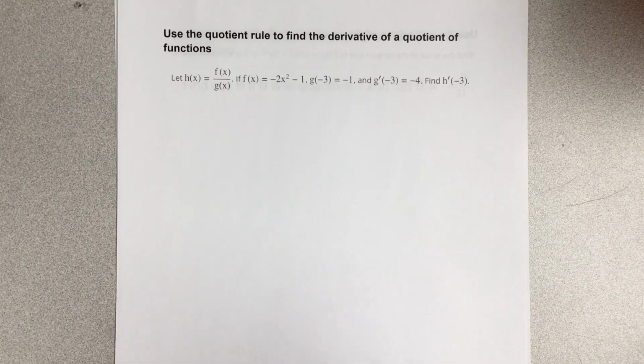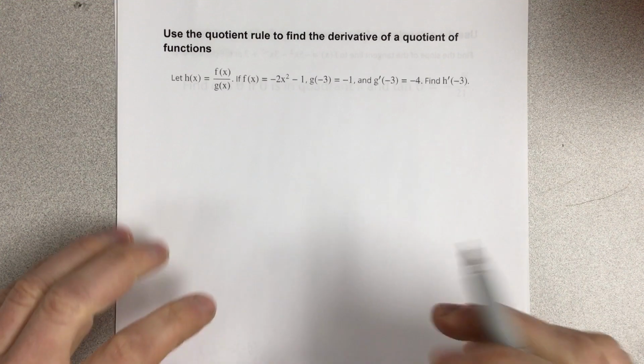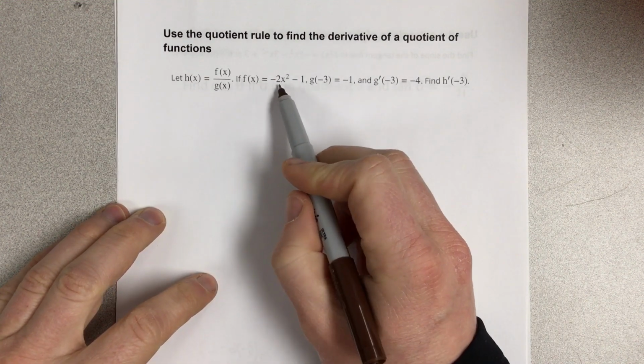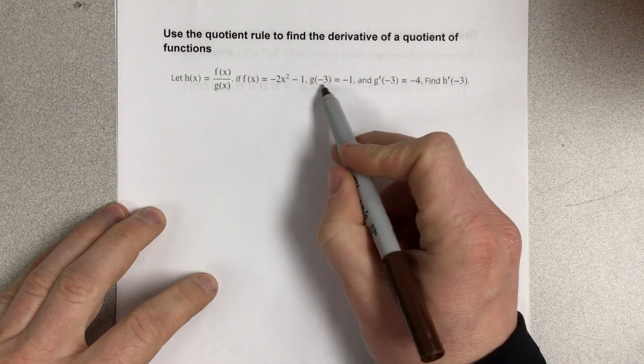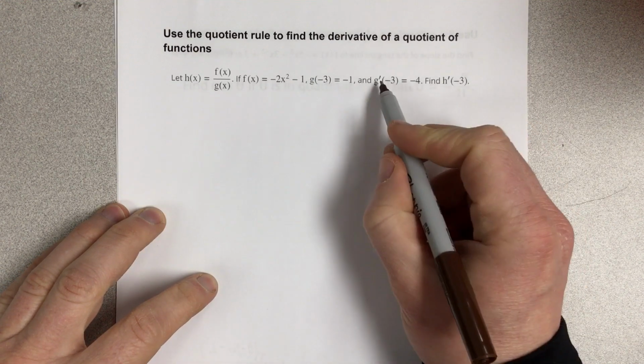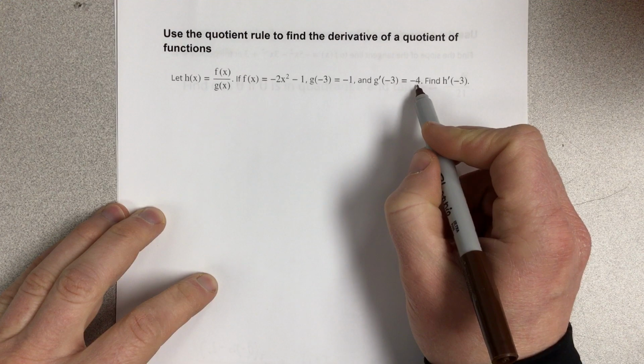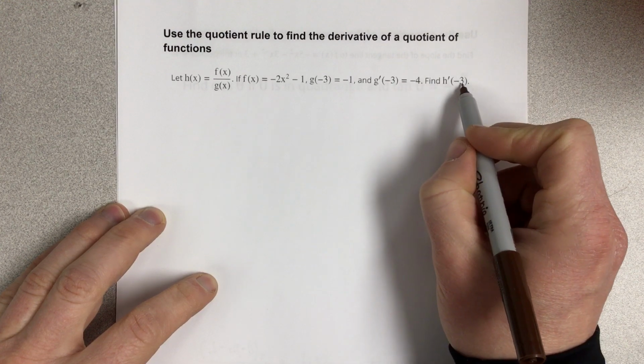In this video, we're going to use the quotient rule to find the derivative of a quotient of functions. It says, let h of x equal f of x over g of x. And they say that f of x is equal to negative 2x squared minus 1. G of negative 3 is equal to negative 1. G prime of negative 3 is negative 4. And they want us to find h prime of negative 3.